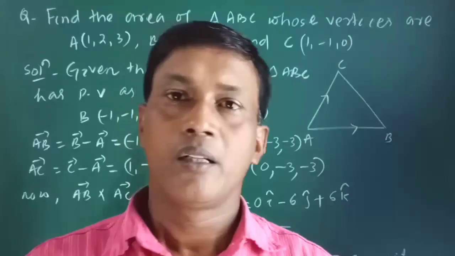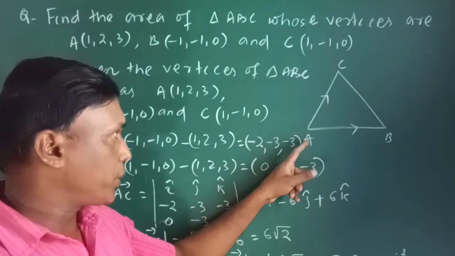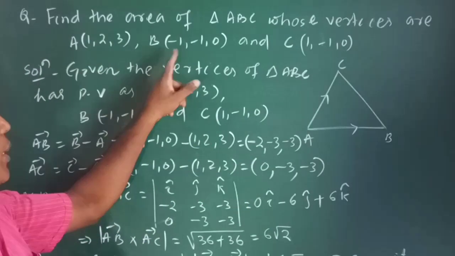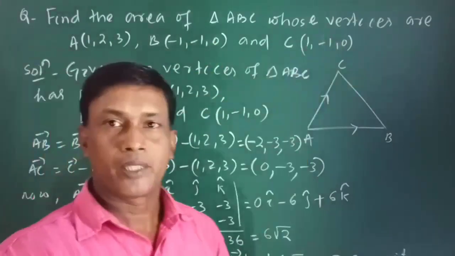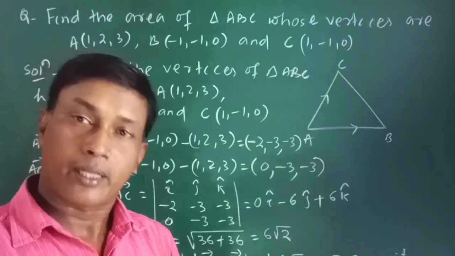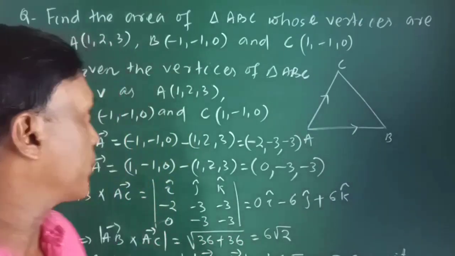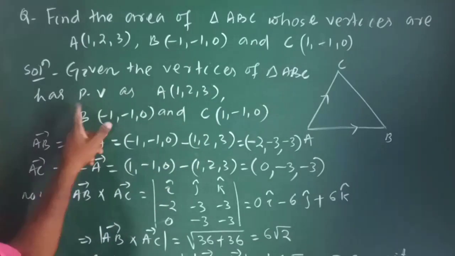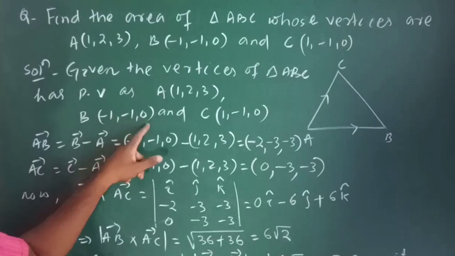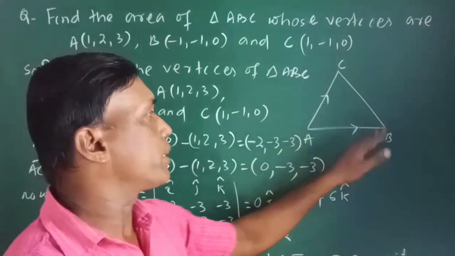Now to find the area of a triangle ABC where the vertices A, B, C have position vectors 1 2 3, minus 1 minus 1 0, and 1 minus 1 0. Very interesting question. Given the vertices of a triangle ABC have position vectors as A 1 2 3, B minus 1 minus 1 0, C 1 minus 1 0. These are the position vectors of the vertices.